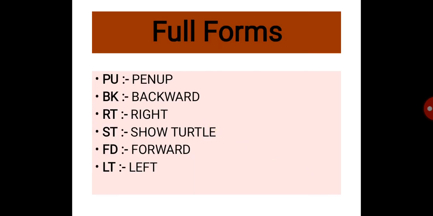Now children, let's see some full forms. Full form of PU is pen up. Full form of BK is backward. RT is right. Full form of ST is show turtle. Full form of FT is forward, and LT is left. I hope you all have understood this chapter very well.